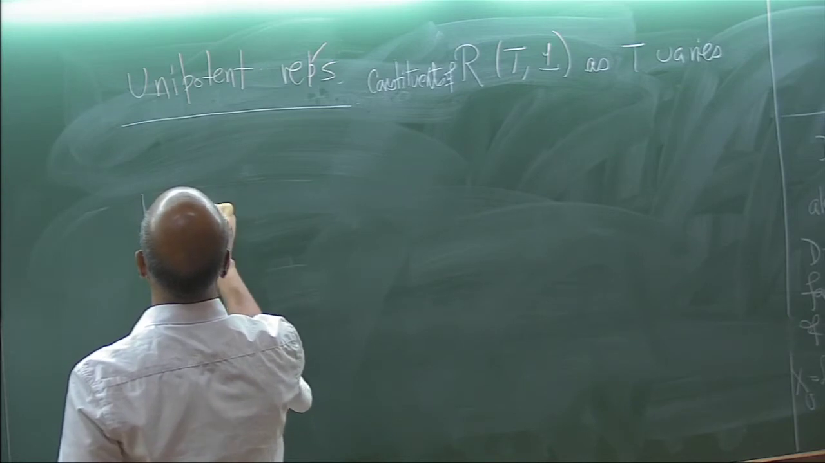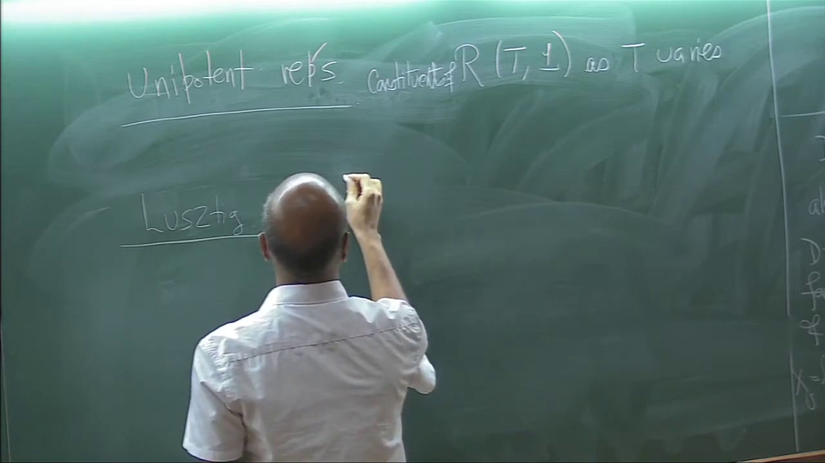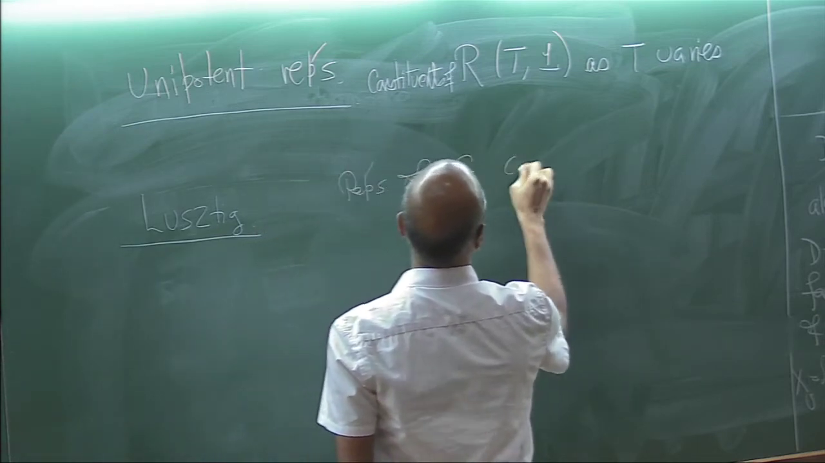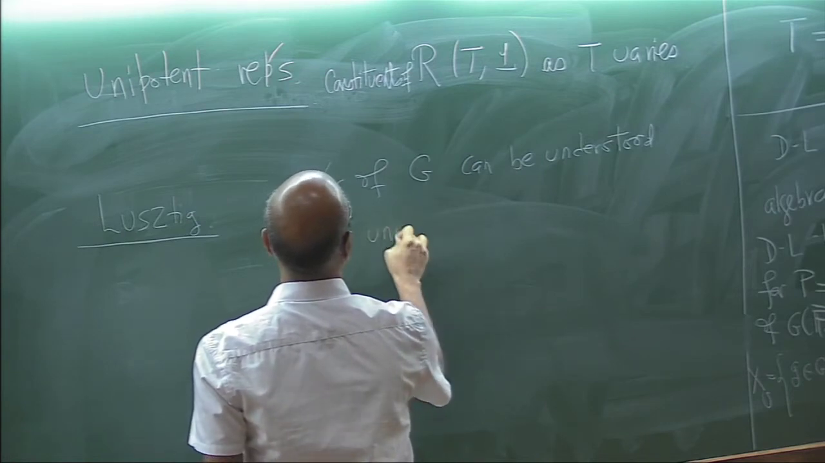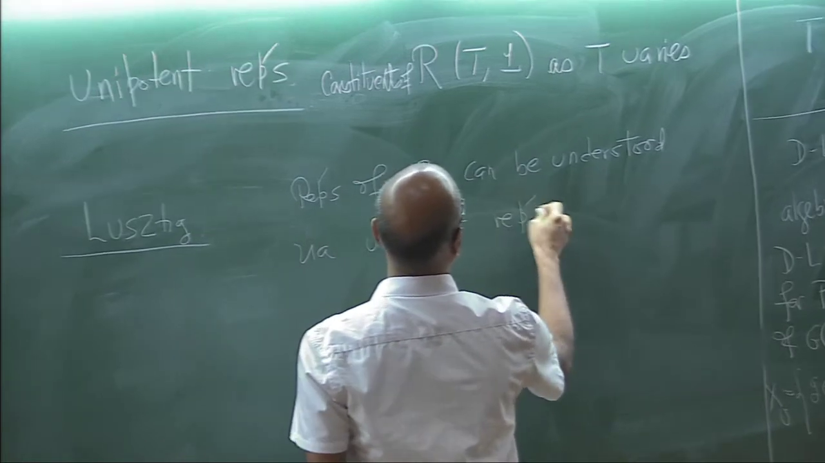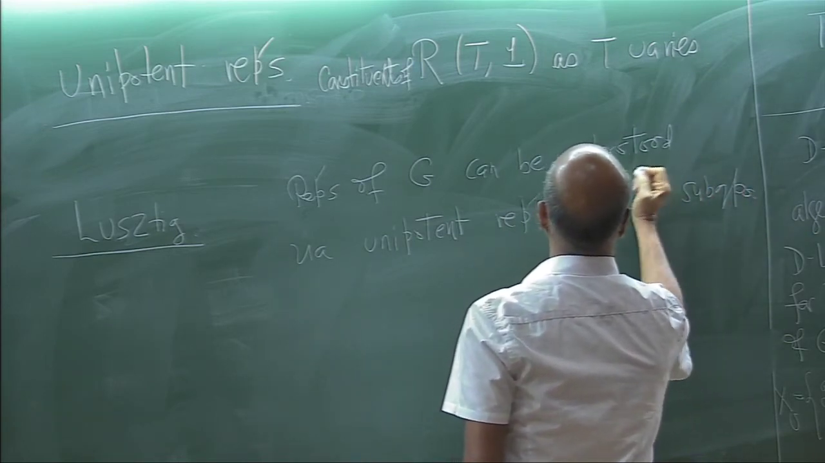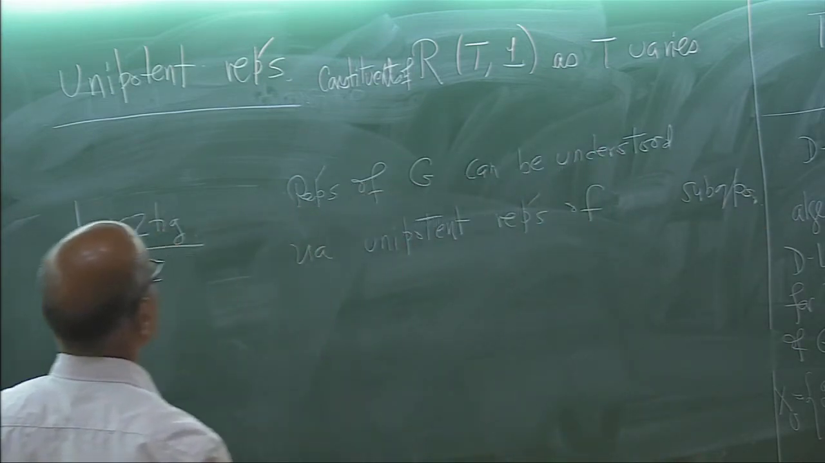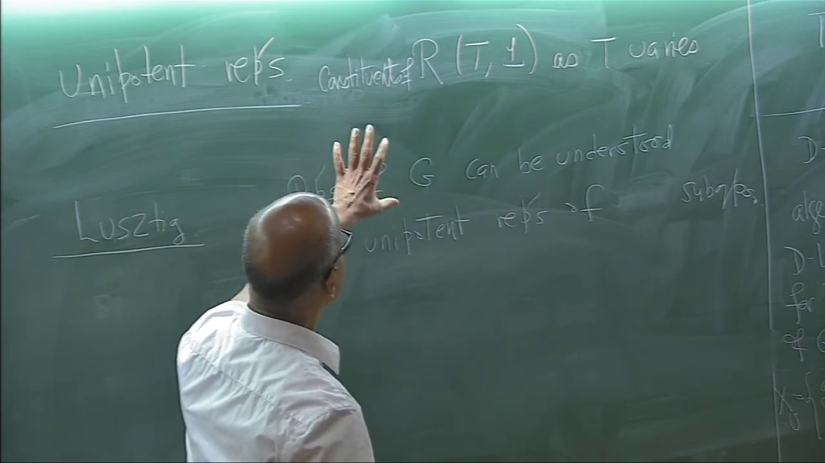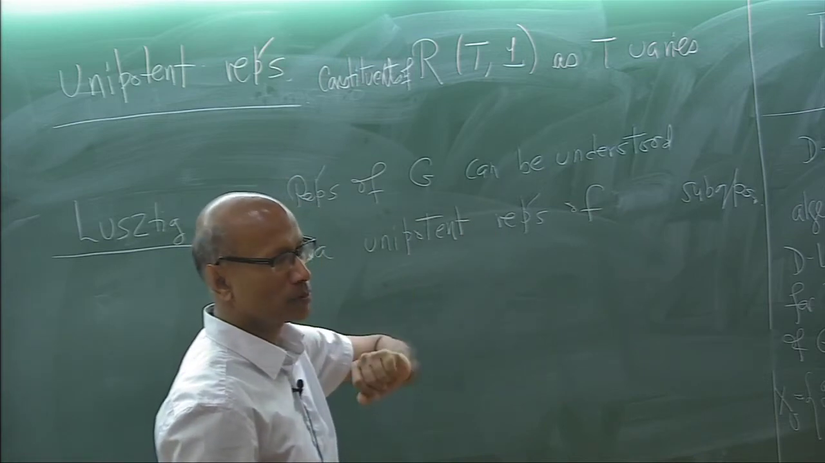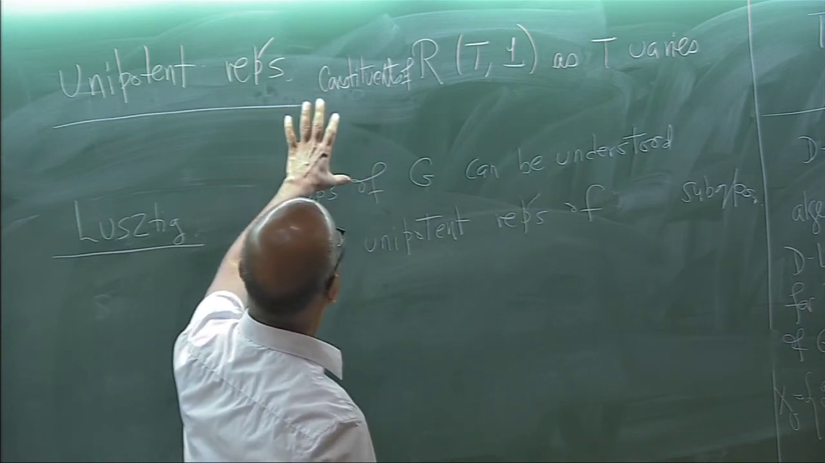And then Lusztig has one of the very important theorems in this subject, which says that representations of G can be understood via unipotent representations of certain groups. So there is a certain bijection he constructs between representations in certain families and unipotent representations of certain groups. In some sense, one of the really key problems, therefore, is to understand unipotent representations of a group.